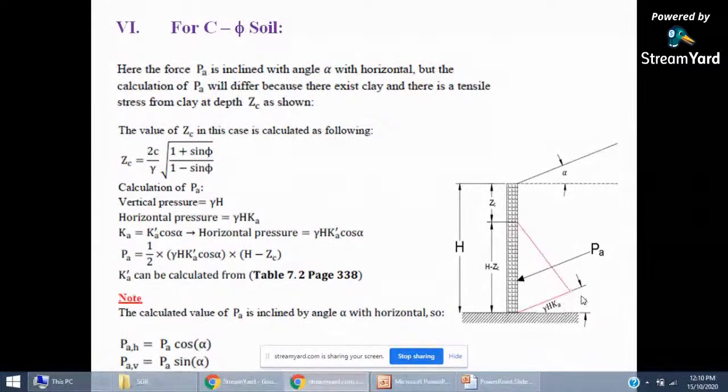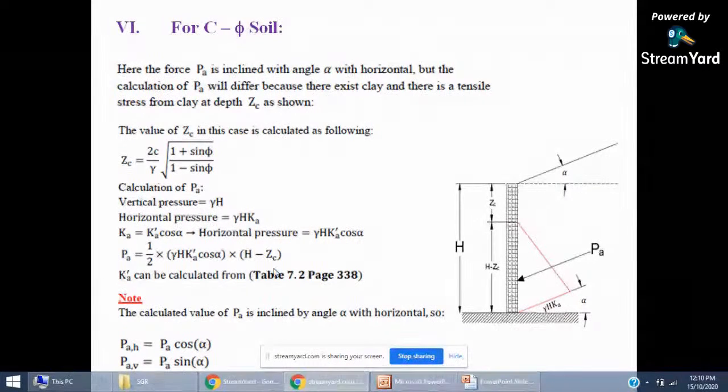Because this distribution is inclined at an angle alpha, and whenever an angle is made with the horizontal, we consider cos, therefore cos alpha into height. So what will the height be? Our distribution diagram is formed from this point, that's why total H minus Zc will be your height.